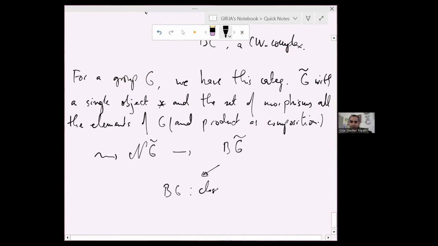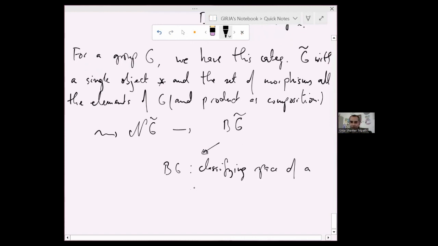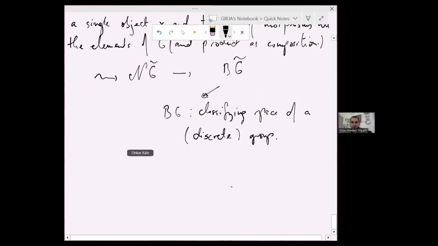This is the classifying space of a group. Let me say of a discrete group, in the sense that the way we have thought of this category, there is no topology in here. We took the discrete topology on this. So the classifying space of a discrete group. Of course it's a CW complex.